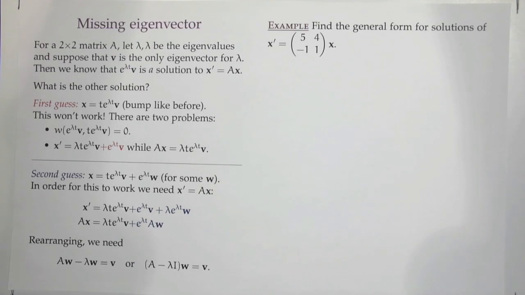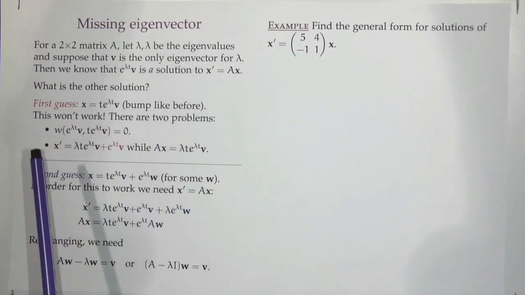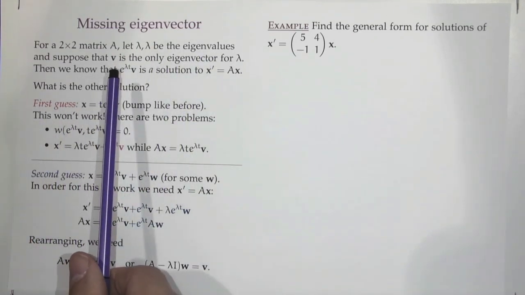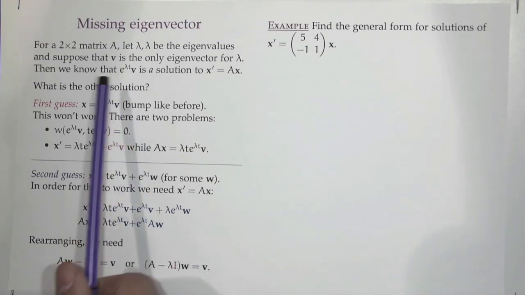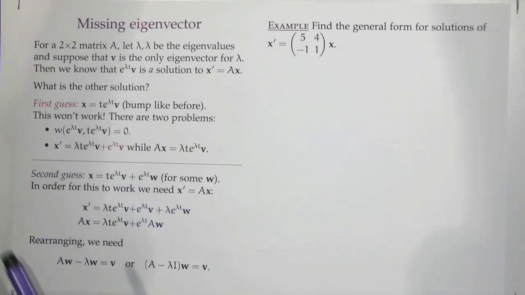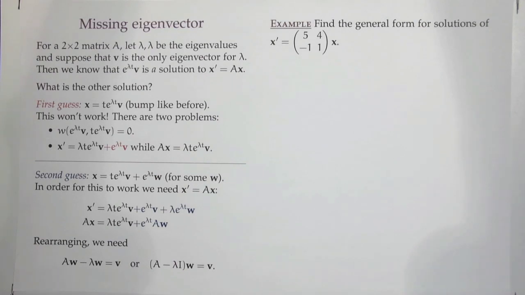So we have lambda as our eigenvalue, and there's a single eigenvector. We know one solution. What's the other solution? Now we put on our hats and say, we learned how to do stuff. Let's just do the same thing as before. The thing we did before was multiply by t. Does that work? And the answer is no.